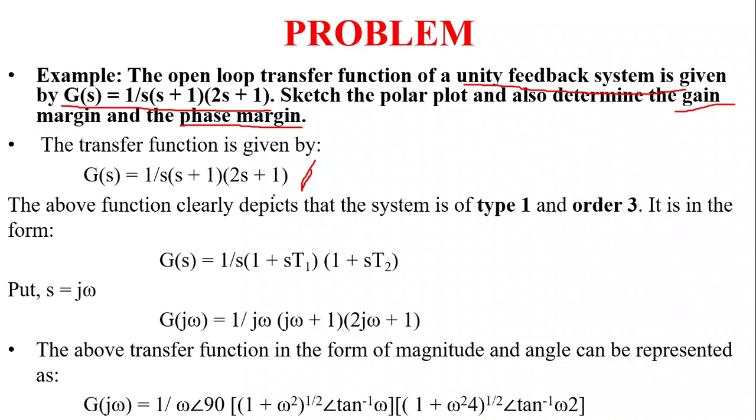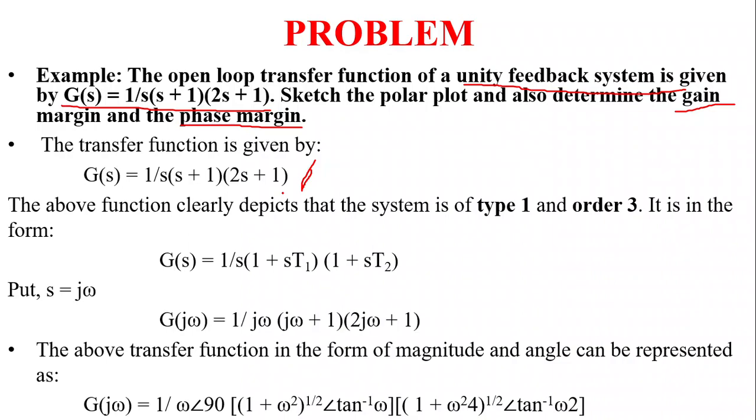Generally, how do we approach this problem? First we have to know the procedure to solve it. The first step is to express the given open loop transfer function in the 1 + sT form. In the second step we determine the type of the system as well as the order of the system, that is the type number and the order number. After that, wherever we have s, it has to be replaced by j omega in the expression of G(s)H(s).